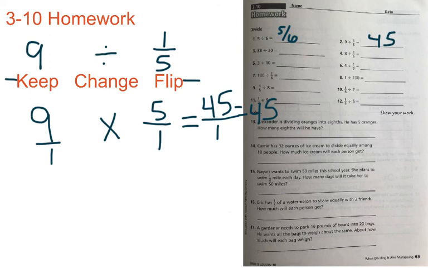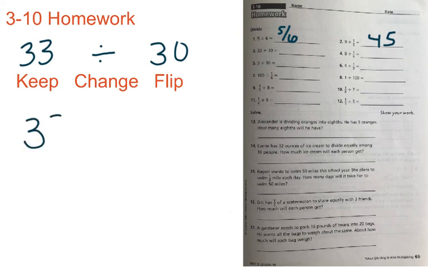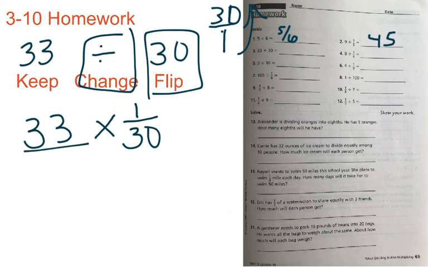Let's practice it again. Number 3 reads 33 divided by 30. And I'm going to complete my chant again, keep, change, flip. And so I'm going to keep my 33. I'm going to change my sign to multiply. And I'm going to flip 30. If I wrote 30 as a fraction, it's 30/1. So I'm going to flip it, and it's going to become 1/30. And now I can simply complete my multiplication.